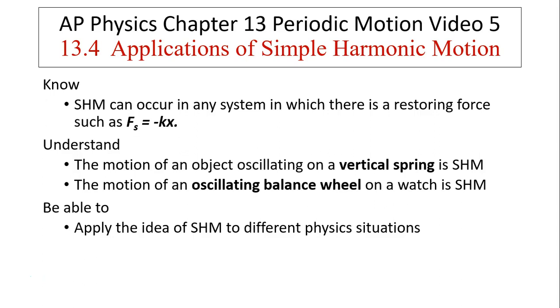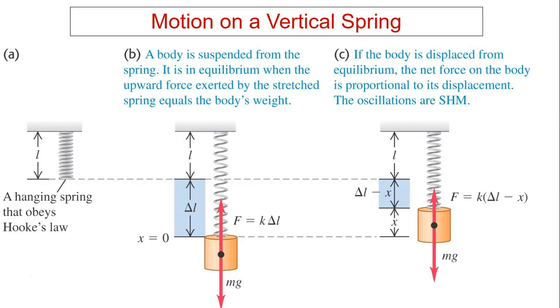Understand the motion of an object oscillating on a vertical spring is simple harmonic motion. Understand the motion of an oscillating balance wheel on a watch is simple harmonic motion. Be able to apply the idea of simple harmonic motion to different physics situations.